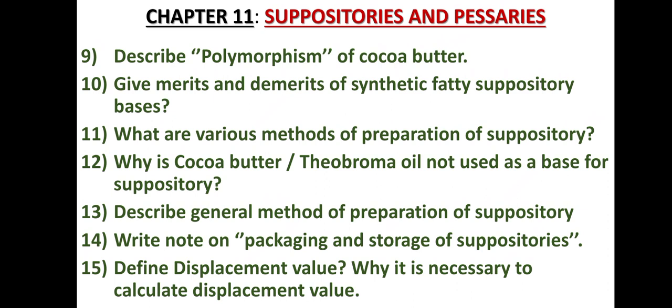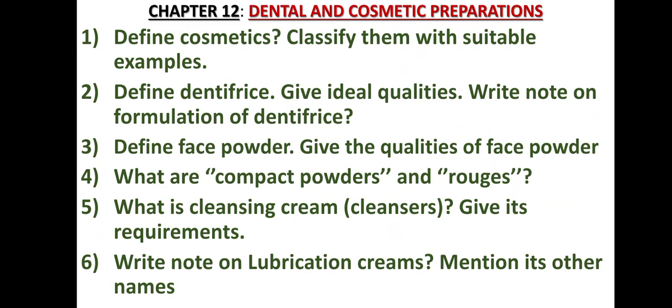13th question, describe general method of preparation of suppository. 14th question, write note on packaging and storage of suppositories. 15th question, define displacement value. Why is it necessary to calculate displacement value? So these are the 15 important questions in chapter number 11, that is suppositories and pessaries.